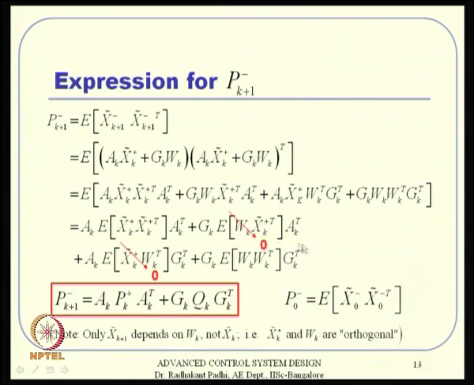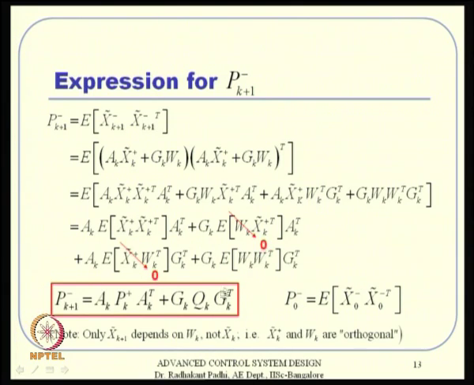Similarly, if you see this one, the expected value of w_k times w_k transpose happens to be Q_k by definition, and then it turns out like that. So if you want P_{k+1} minus, then it is a function of P_k plus and things like that. This is because w_k and x_k are orthogonal. Orthogonal means the expected value of that happens to be 0.